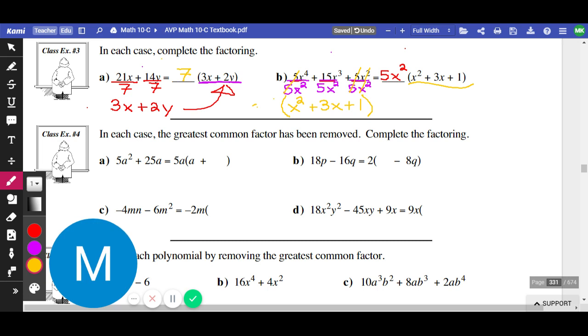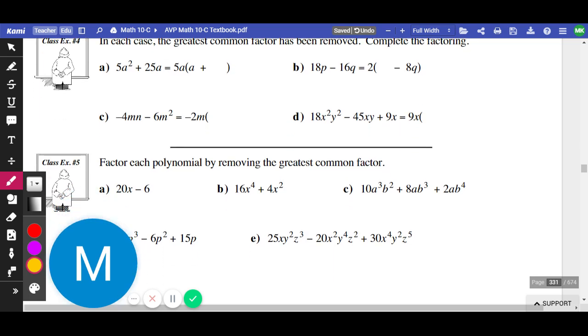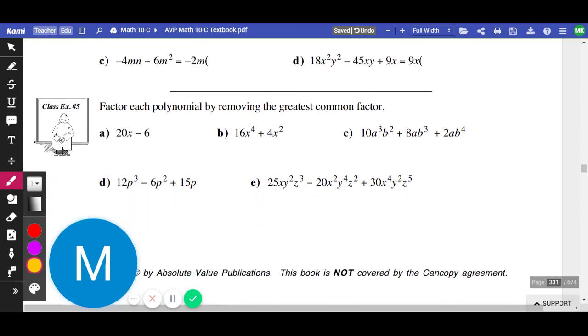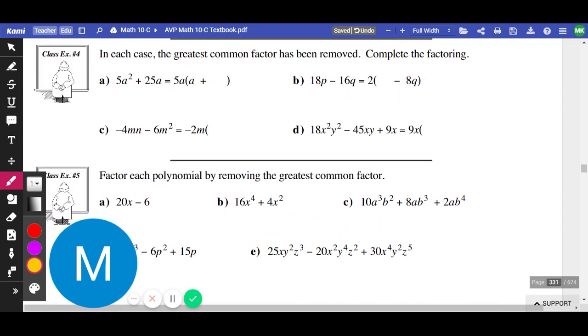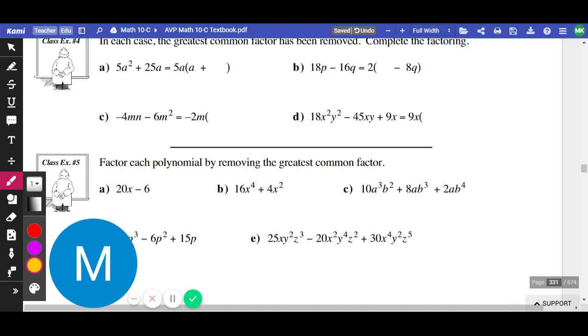Fantastic. We'll do 4 together, then I'll let you try 5 on your own. So it says, in each case, the greatest common factor has been removed. Complete the factoring. So they started with this guy right here, 5a squared plus 25a. They've already identified the GCF as 5a. We need to remove it. When you remove it, what you're doing is you're dividing the original equation by 5a.